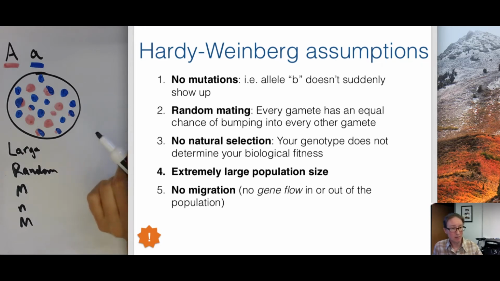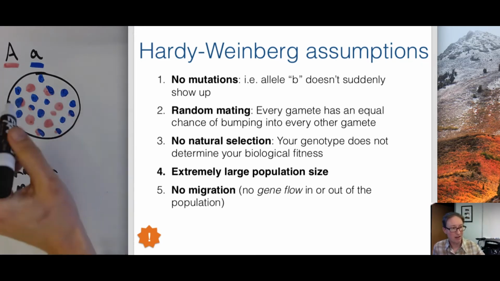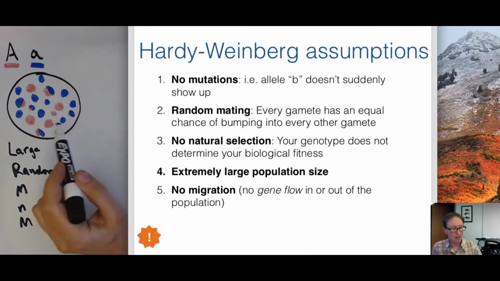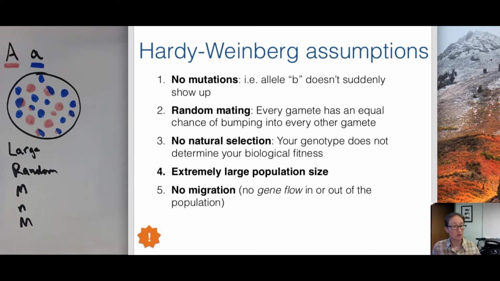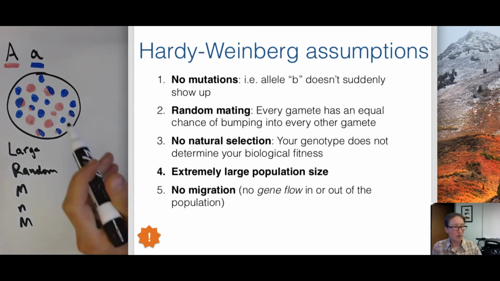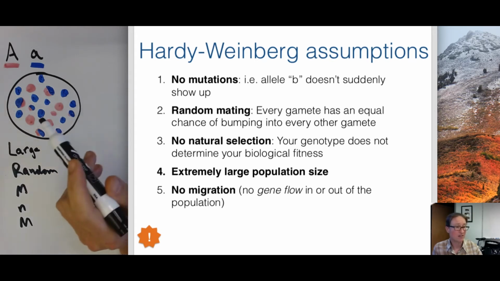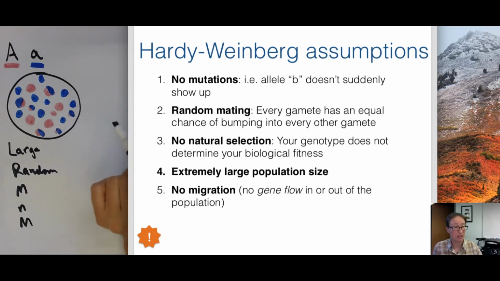So this is an assumption that every gamete that gets produced by each of these individuals in the population has an equal chance of bumping into every other gamete. Third assumption, so here again, this is to help us determine when natural selection is happening, is there's no natural selection present. So there's no association between genotype here and an individual's biological fitness. Fourth assumption is that this is an extremely large population size. What I've illustrated here is actually not that big. You need to be up at least a couple hundred to have a sufficiently large population size.